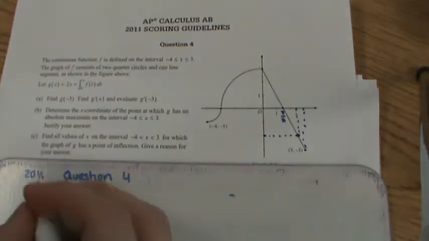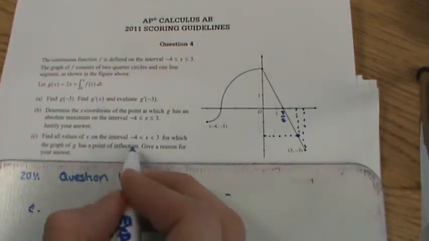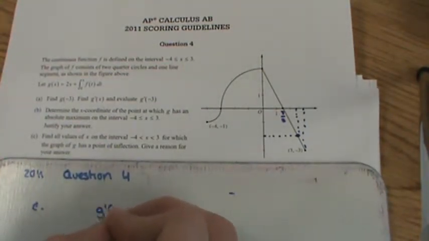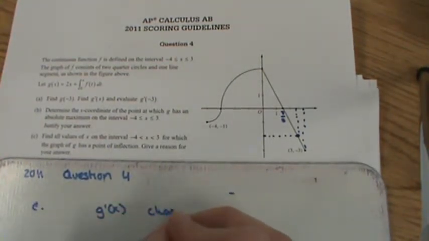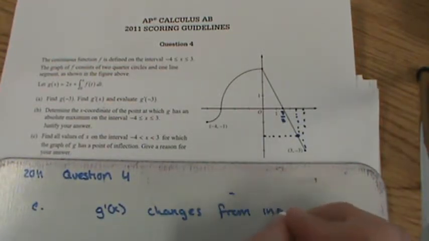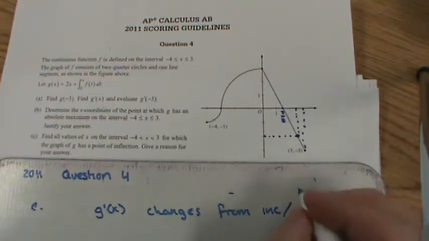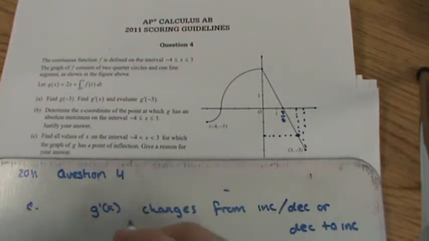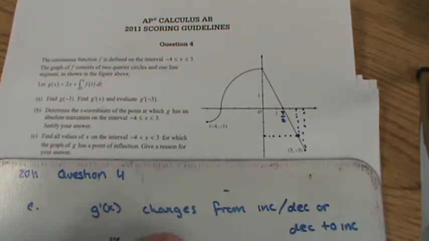Well, this one won't take too long, because whenever we deal with points of inflection, we have to look at one of two things. We either have to look for when g prime of x changes from increasing to decreasing, or decreasing to increasing, or we can look at g double prime and just look to see where that changes signs.